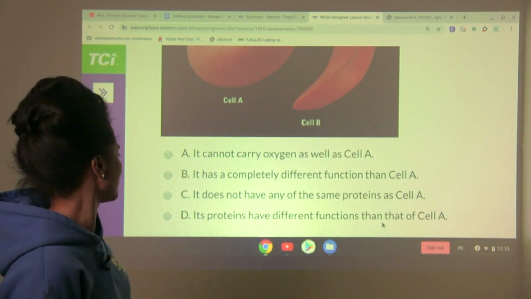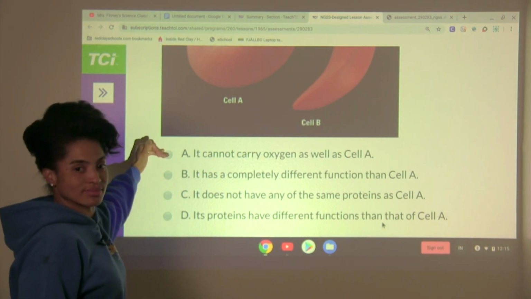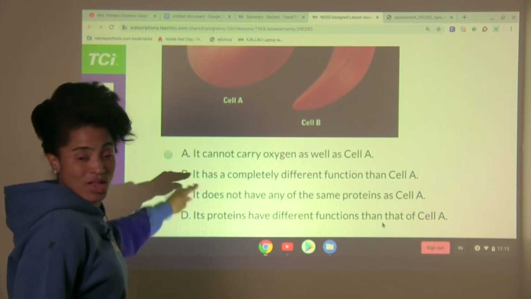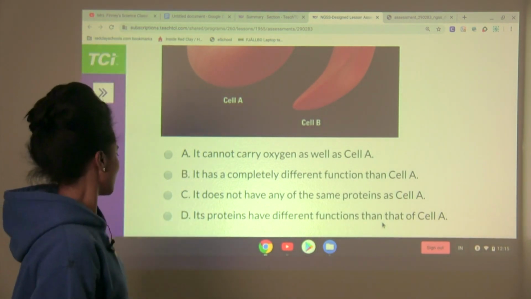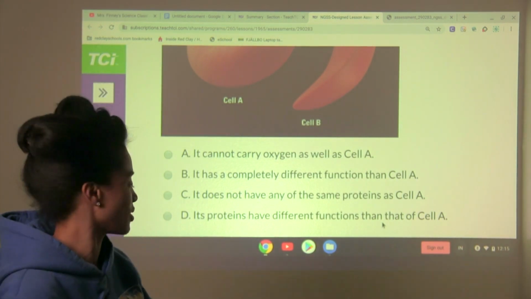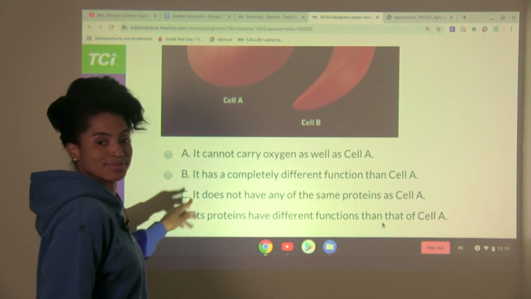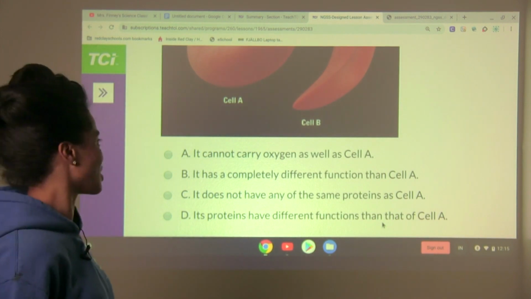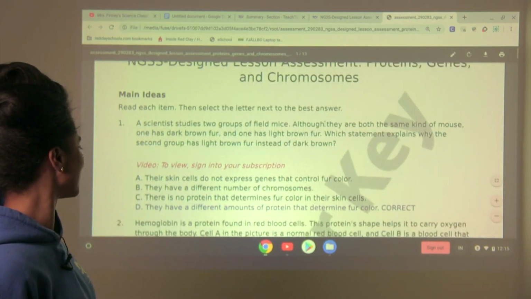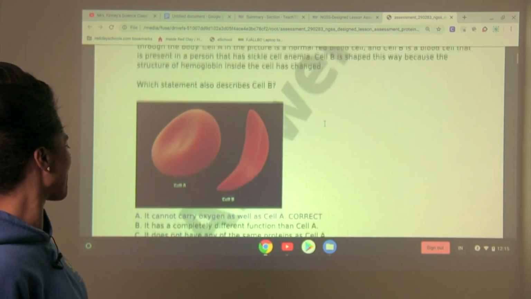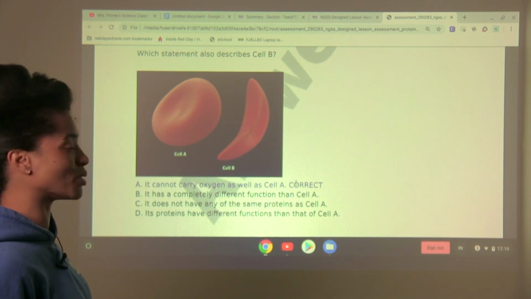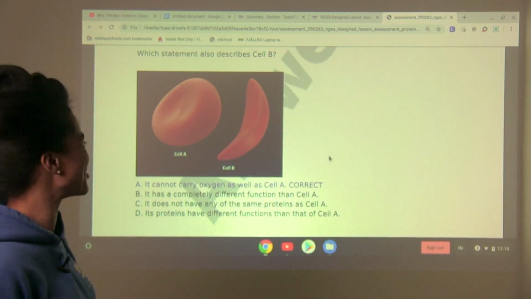Would you pick A? How about B? Are you going for C? Or would you end with D? Make your choice. Final answer is A. It cannot carry oxygen as well as cell A.